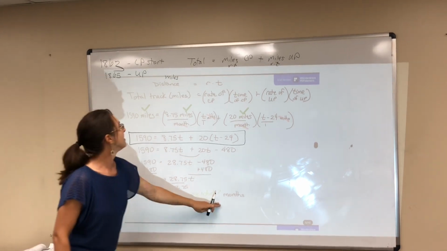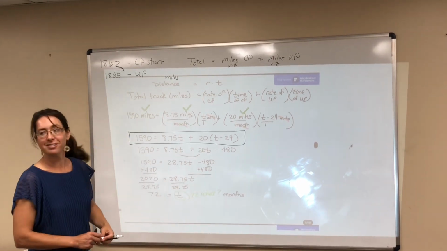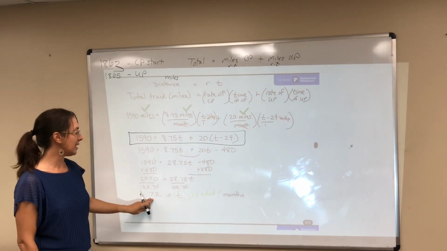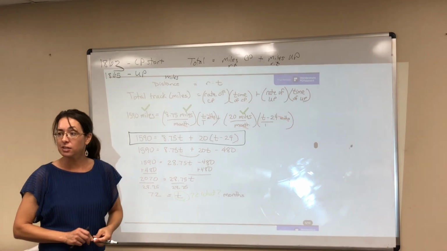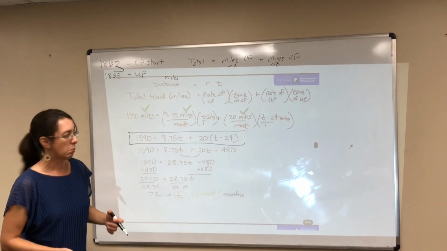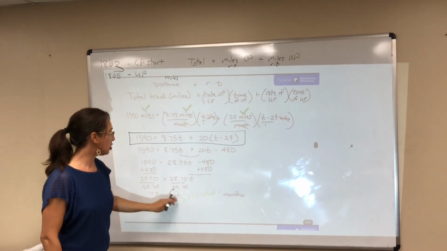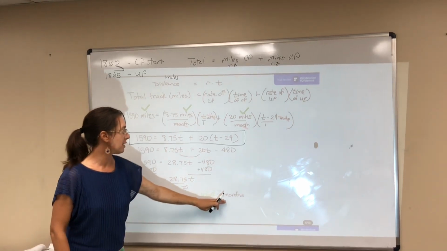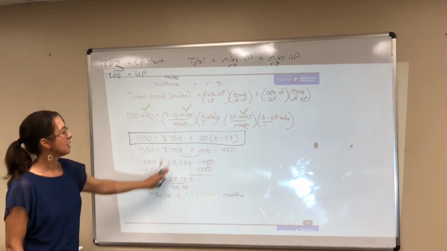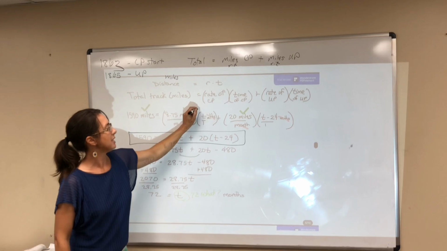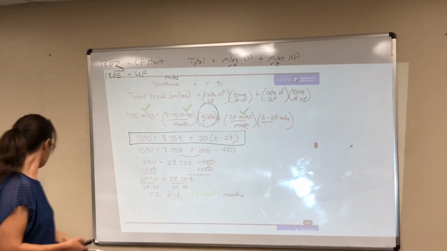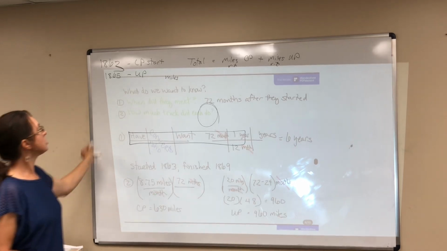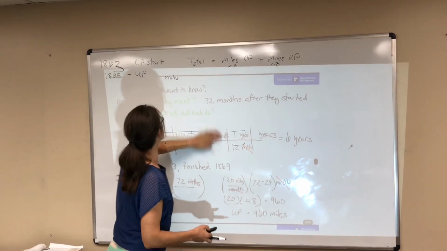72 months. So this is where we get an answer and we go, here's our answer. Okay, is that what they asked for? What are we finding? We need to know what we solved for. 72 what? 72 months. When we go back up, we saw that T right here was in months. Okay? So, let's answer their question.